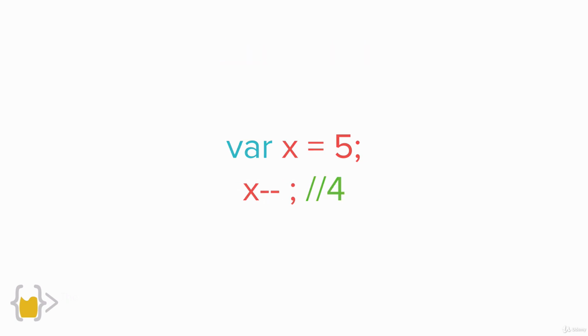Now you can go the other way as well. You can write x--, and this is equivalent to x equals x minus 1. So the previous value of x, 5, minus 1, so x now equals 4. And this is called the decrement expression.